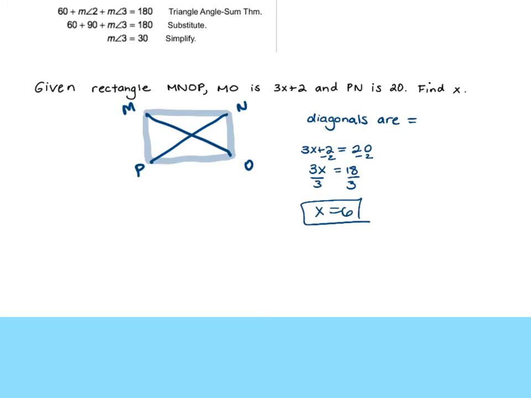Then came a rectangle with diagonals. So what we know about a rectangle, again, is diagonals are congruent. If MO is 3x plus 2 and PN is 20, I set them equal to each other, solve, and I should get x equals 6. Remember, diagonals in a rectangle, and we're going to get to it later, but in an isosceles trapezoid, those 2 are equal, and a square, because everything that's true about a rectangle would be true about a square.